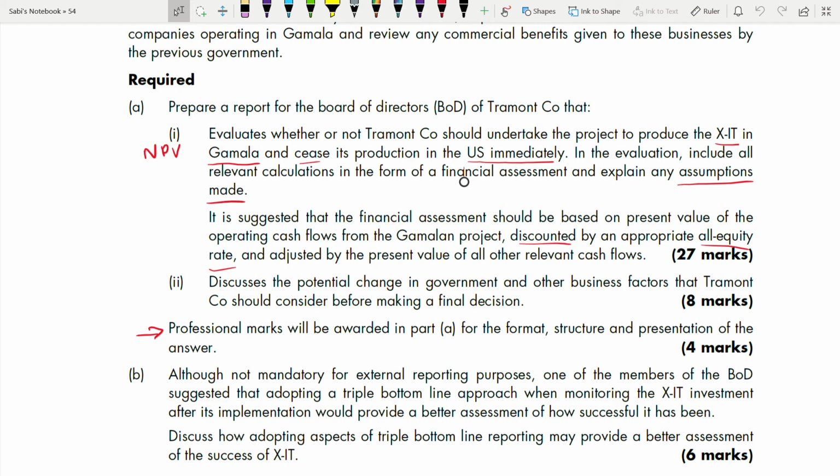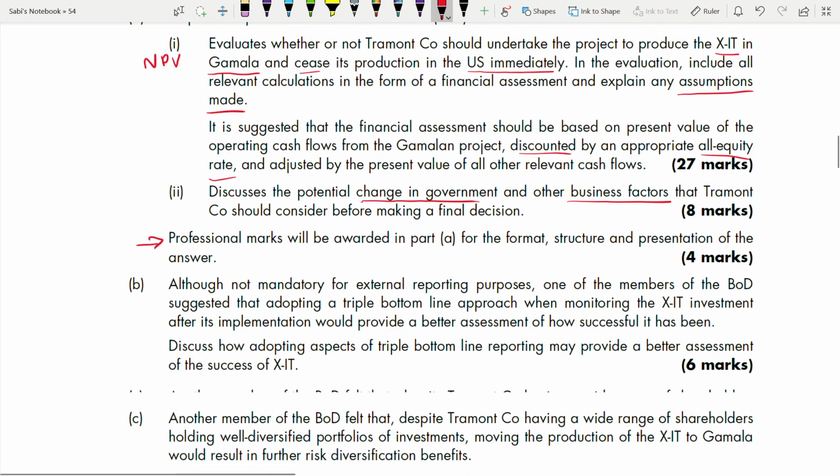Of course, this is an international investment, so change in government is a very common question that they can ask, and also business factors. These two are very common. So it is four marks each. One is change in government and the other is business factors that the company Tramont should consider before making a final decision. Now coming to part B.